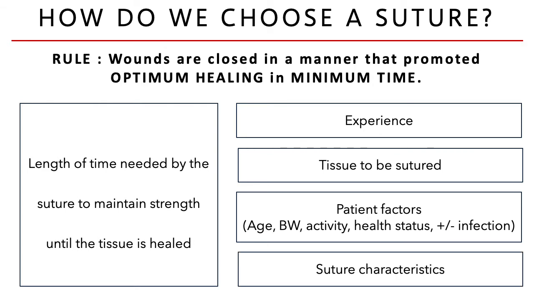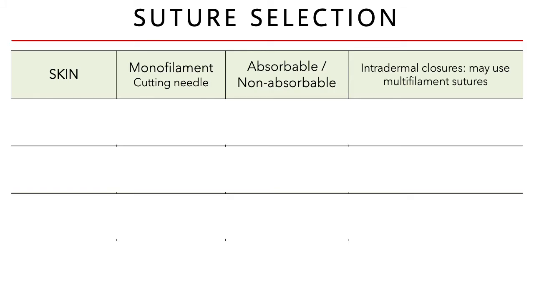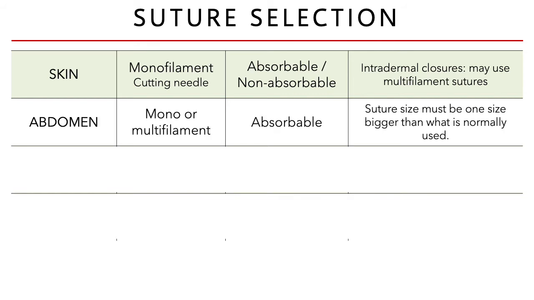So this is a table of how suture is selected. This is from, I forgot, this is not from Fossum. I think this is from like the American Animal Hospital Association, I guess, that they have a choice of what to use. For example, if you're suturing the skin, you use a monofilament with a cutting needle, absorbable, non-absorbable, then you use intradermal closures.